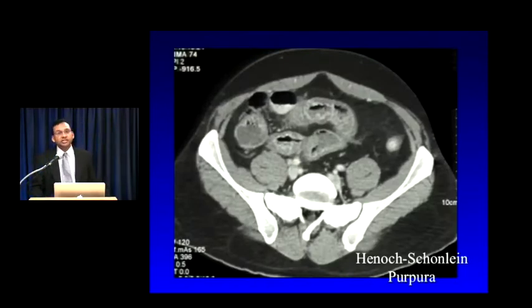Here's another case, very similar, horrible looking bowel, mucosal hyperemia, infection on the differential, ischemia theoretically on the differential, but this is a young person. Actually, I think they were about 10 or 12 years old. This turned out to be Henoch-Schönlein purpura. It's really patient demographics that are critical to making the diagnosis.